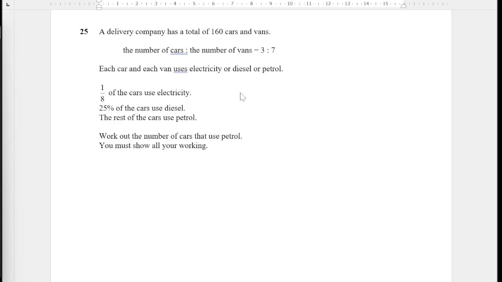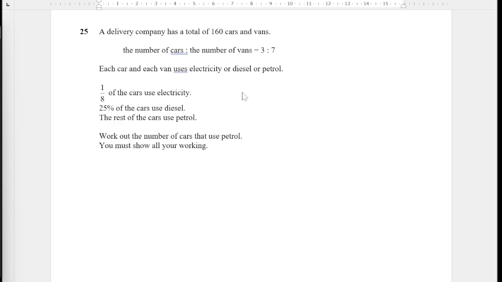25. The delivery company has a total of 160 cars and vans. The number of cars to the number of vans is 3 to 7. Each car and each van uses electricity, diesel or petrol. 1/8 of the cars are electric. 25% of the cars are diesel. The rest of the cars use petrol. Work out the number of cars using petrol. You must show all your working.